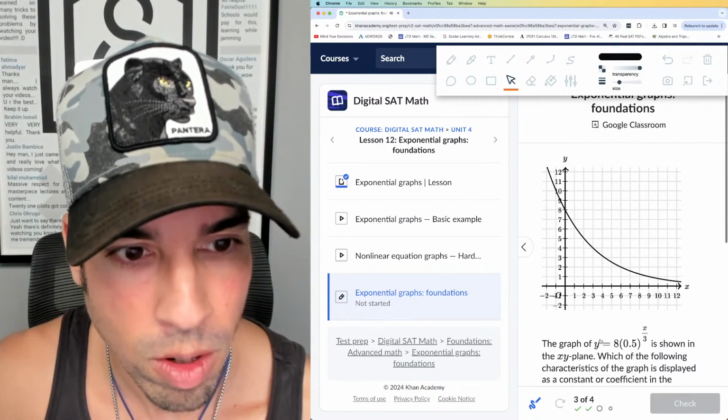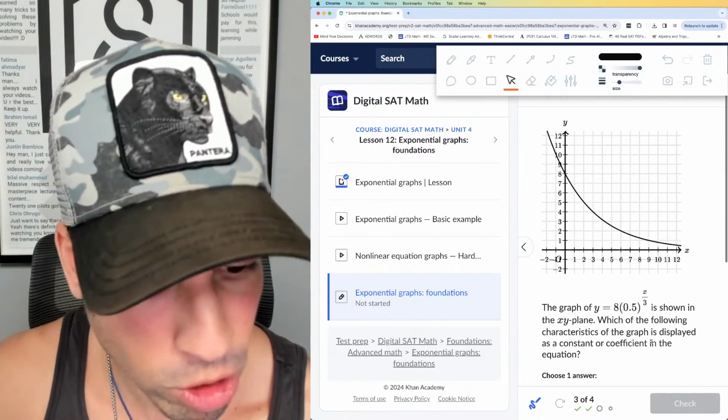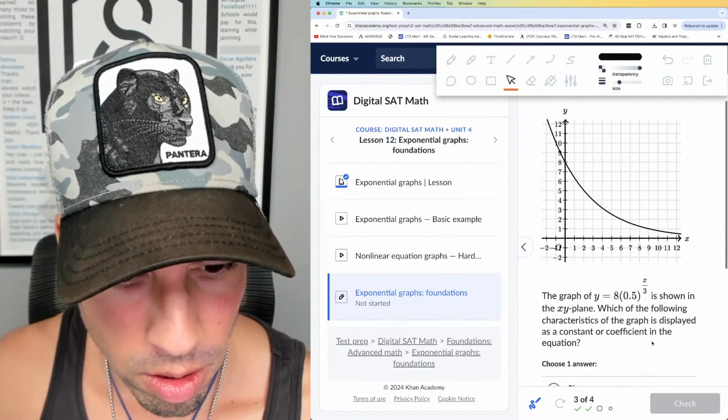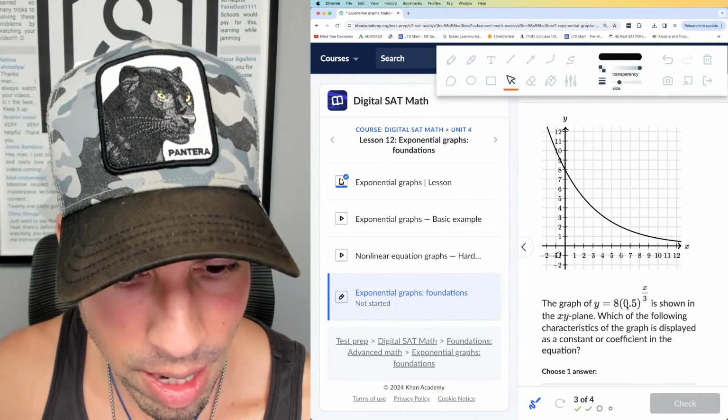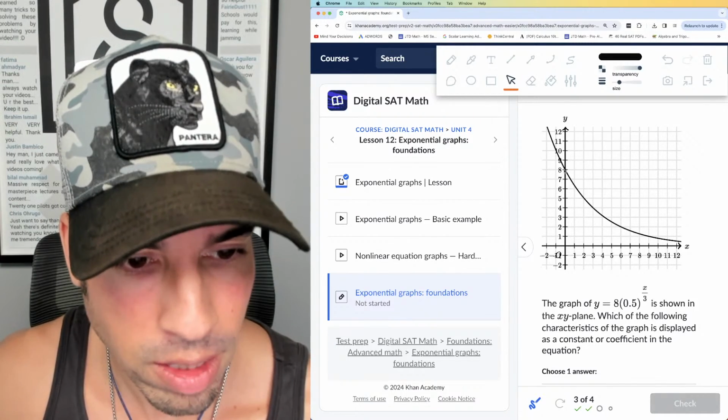Number 3. The graph of y equals 8 times 0.5 to the x over 3 is shown in the xy plane. Which of the following characteristics of the graph is displayed as a constant coefficient in the equation? All right, so it's going to be y-intercept again, which is 8, because 8 is the y-intercept right there.